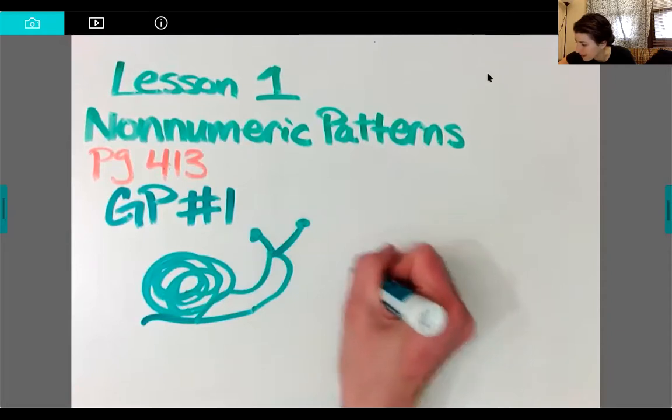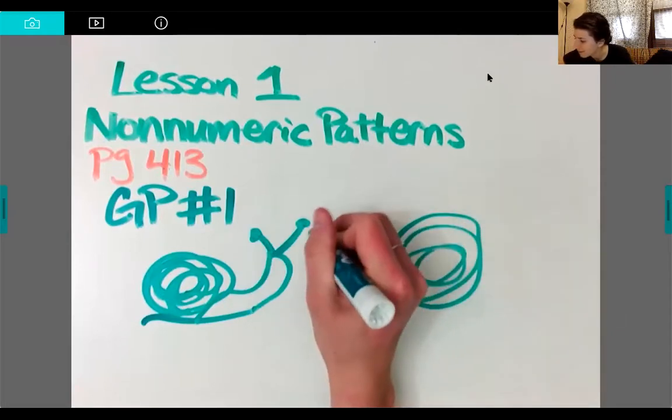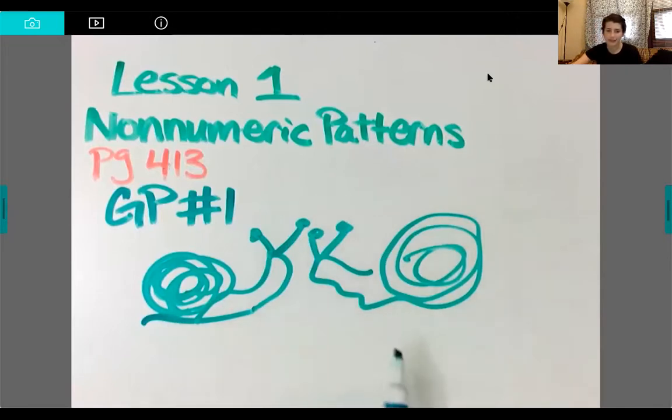And I've got a snail that looks this way. Okay, just like your textbook. So I've got a snail that faces to the right, then I've got a snail that faces to the left, then I've got a snail that faces to the right, then a snail that faces to the left. What's my unit there? I'd like you to take your pencil and circle the unit in this pattern in example 1.